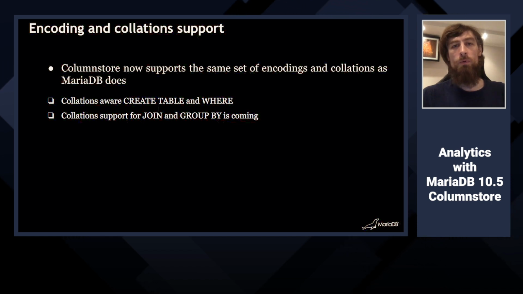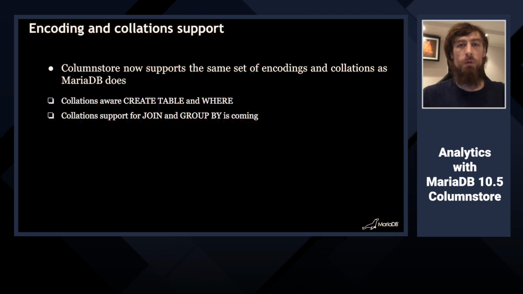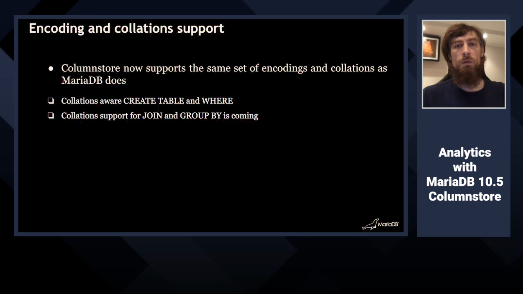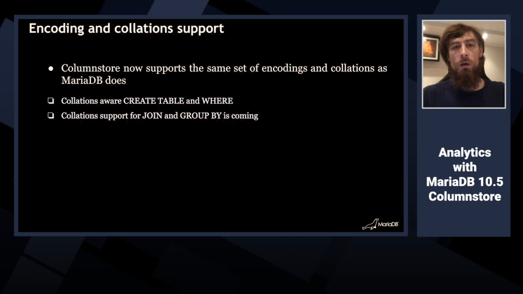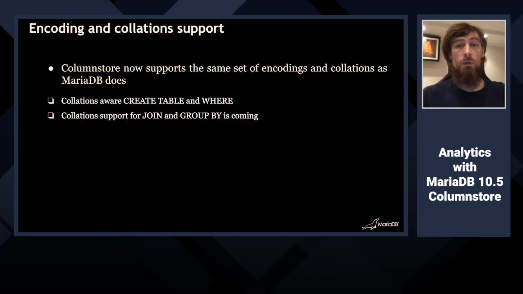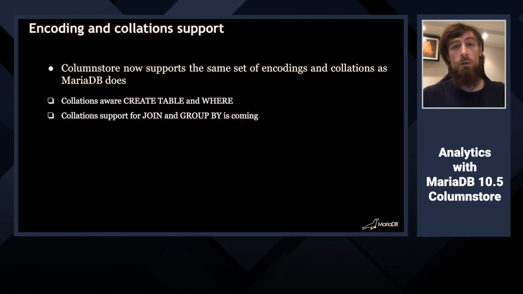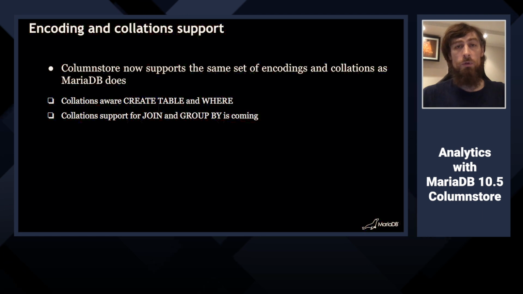ColumnStore prior to 1.5 has been a little clumsy when it comes down to encoding and collation support. So we decided to rewrite this, and now one is capable of setting both encoding and collation creating a table. So later ColumnStore can use the collations running where clauses. And support for collation in group by or in join operations is coming soon.